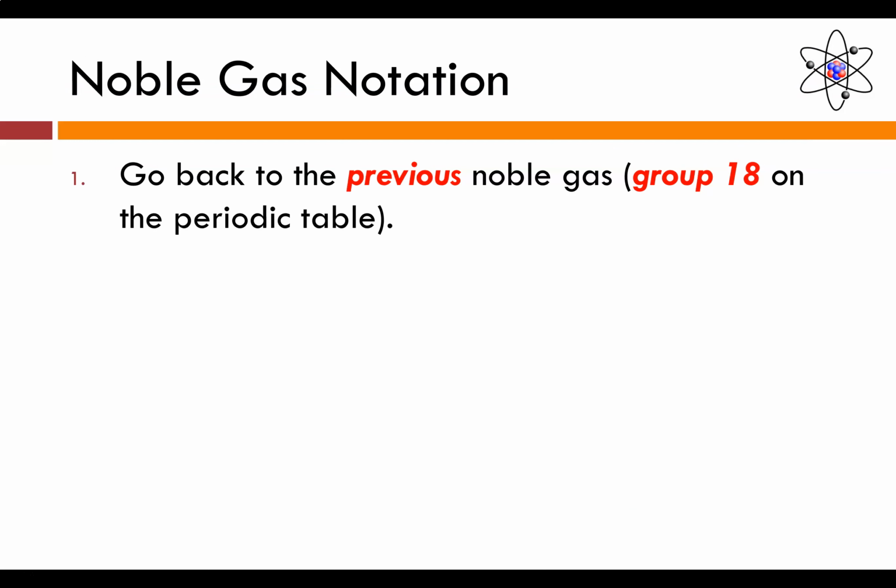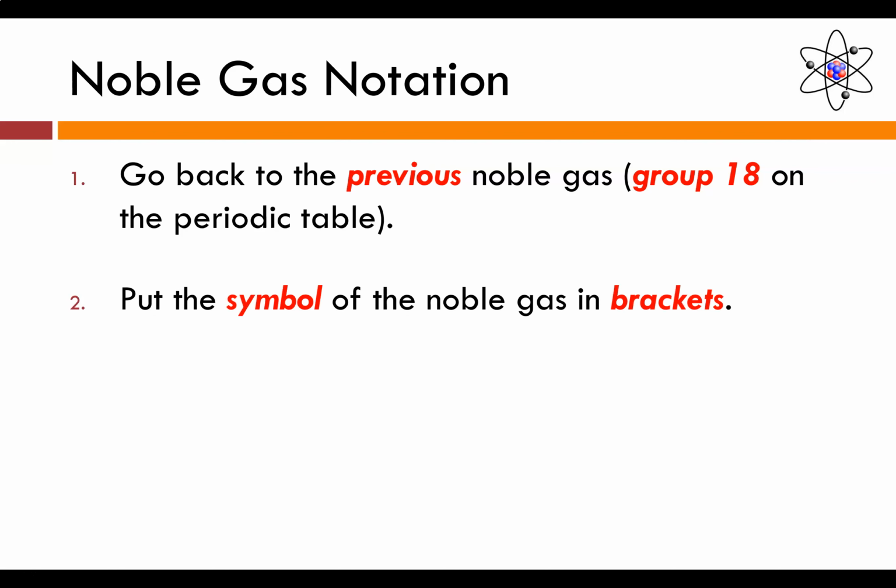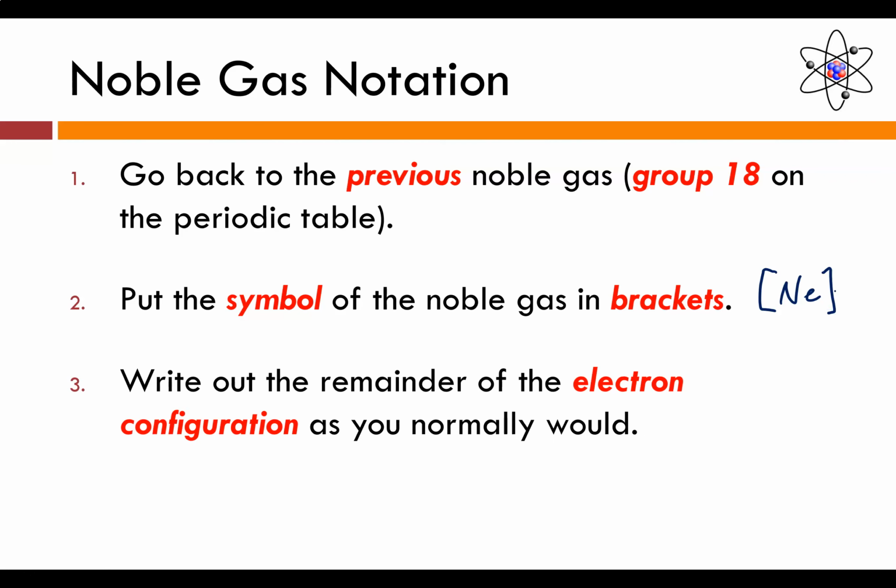So we're going to go back to the previous noble gas, so the one that came before the element we're trying to write the electron configuration for. We're going to put the symbol of the noble gas in brackets, specifically square brackets. Then we're going to write out the remainder of the electron configuration as you normally would. Basically, by putting the noble gas in the square brackets in an electron configuration, something like neon actually means 1s2, 2s2, 2p6. That's all summarized just by square brackets around neon. So this can save us a lot of writing.